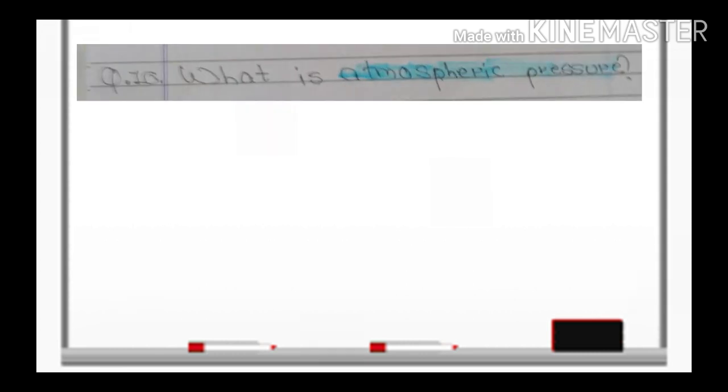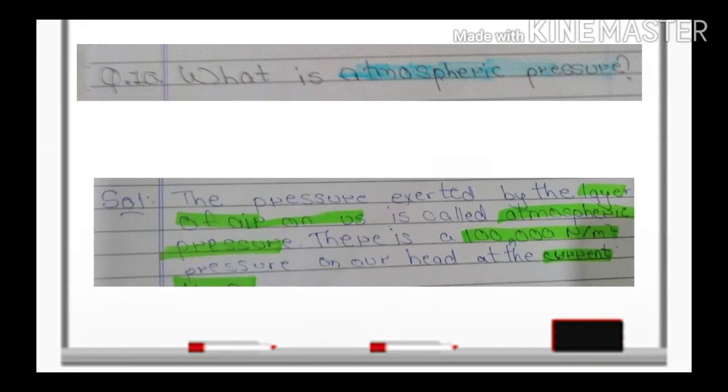So the 10th question is, what is atmospheric pressure? Now the keyword is atmospheric pressure. So here comes the answer. The pressure exerted by the layer of air on us is called atmospheric pressure.